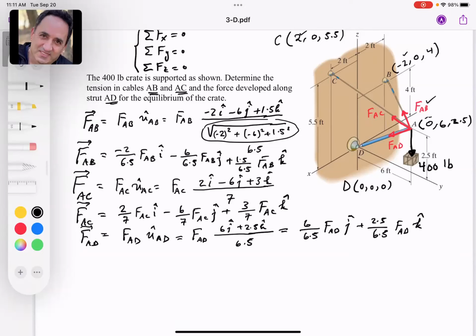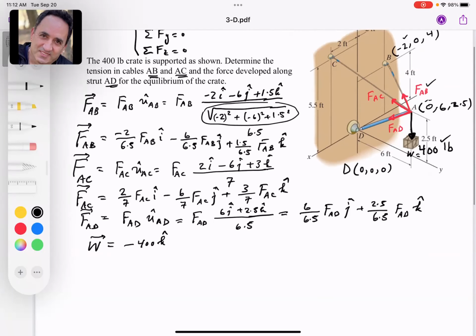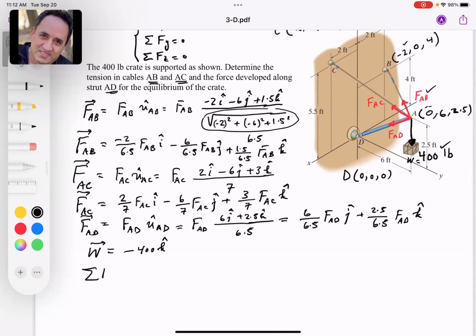So now what we're going to do is set up the weight. Look, the weight, I should have called this W here, is 400 in the negative Z direction. So vectorially, that's minus 400K. So let's go ahead and start balancing forces.